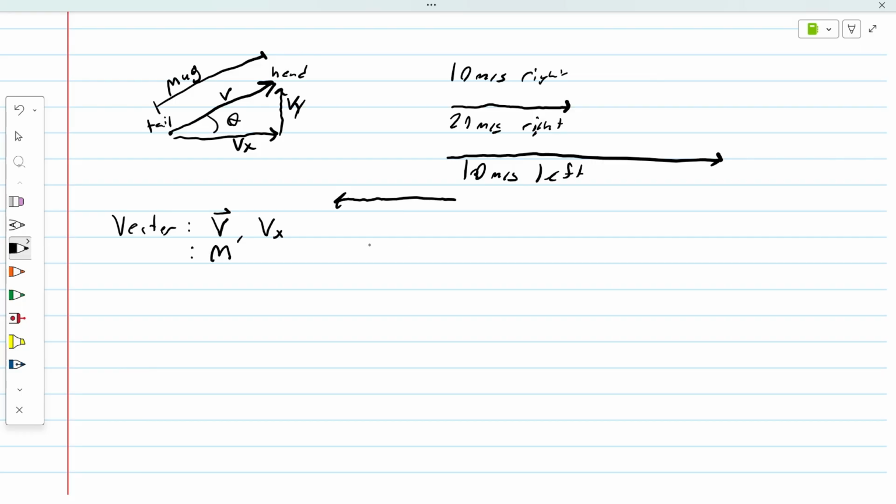So if we were to write a common equation, we might see force equals mass times acceleration, right? You've probably heard about that. The force will have a vector, the acceleration will have a vector, but the mass is not a vector because it's a scalar.